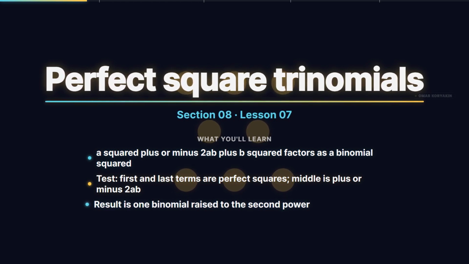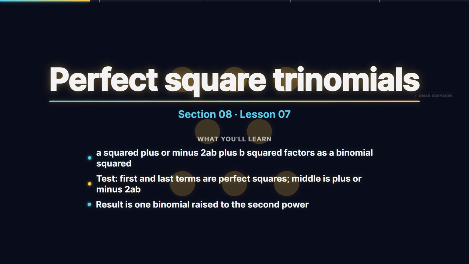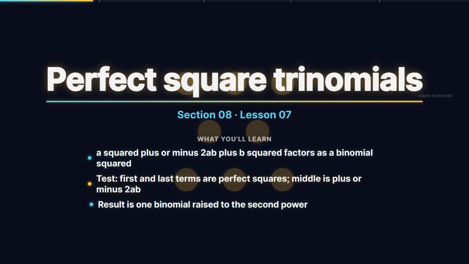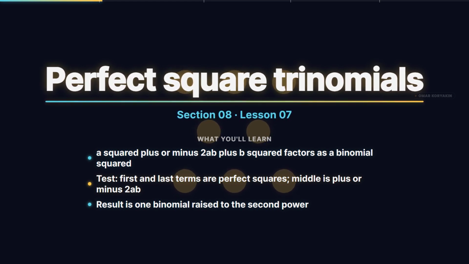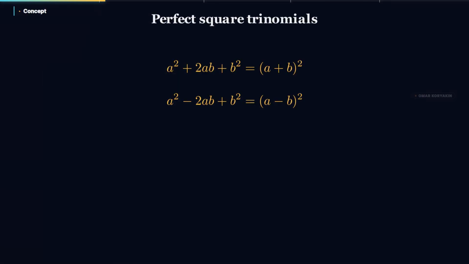Today's two examples cover the plus version and the minus version. After watching once, perfect square trinomials become a one-line factor that bypasses the AC method and saves significant time on tests. The two formulas appear stacked.